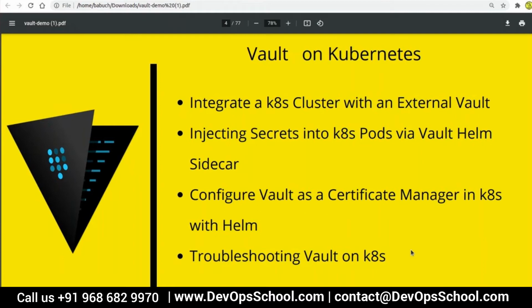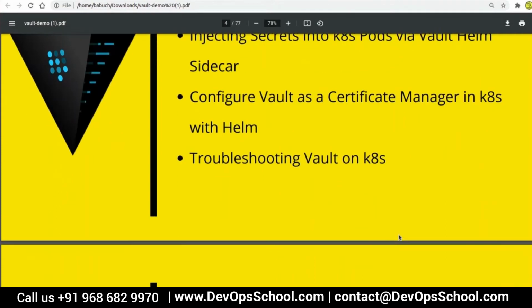And we talk about injecting secrets into K8s pods. These are all Kubernetes things: Vault, Helm, Sidecar. So into your pod, you'll be injecting certain configuration parameters so that the pod can talk to external Vault. And certificate manager, Vault also has a provision for managing certificates instead of handling them by third-party agencies like CA or Let's Encrypt and cloud vendor provided certification. And a little bit of troubleshooting Vault on K8s.